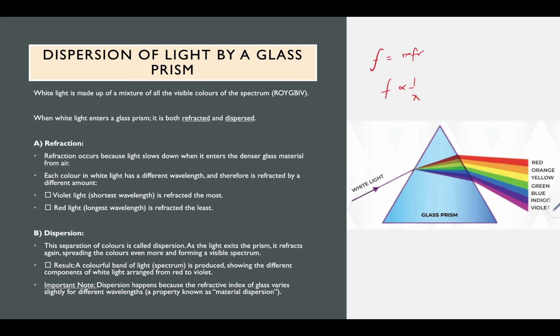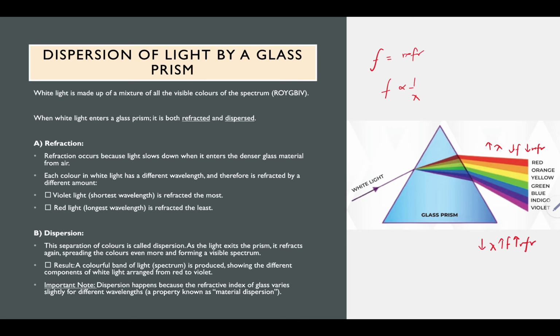Red, which is the one on top in the image, has the least refraction and the least frequency. Violet has the most frequency and the most refraction. Since it has the most frequency, it will have the least wavelength. And since red has the least frequency, it will have the most wavelength.